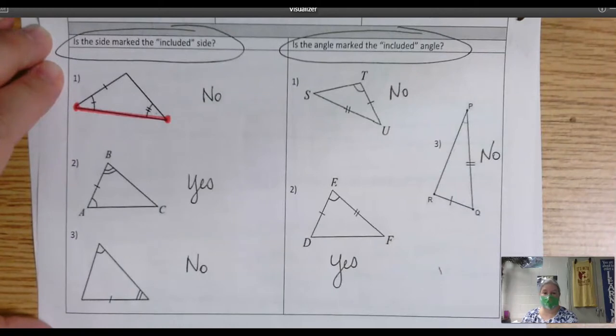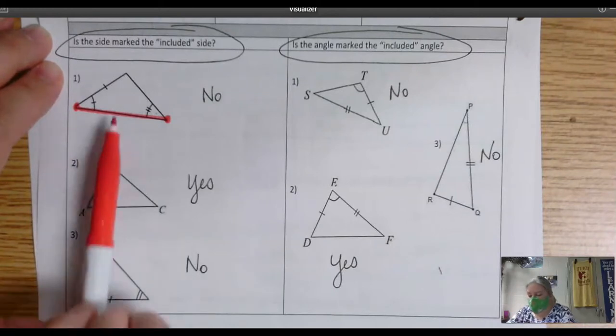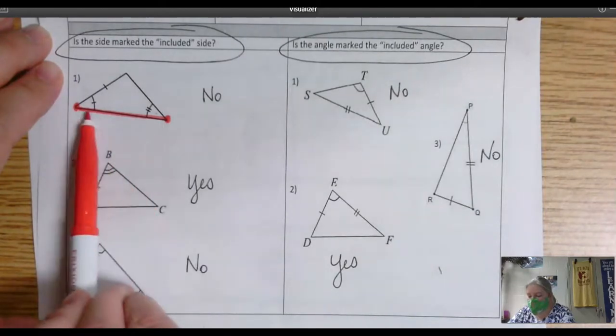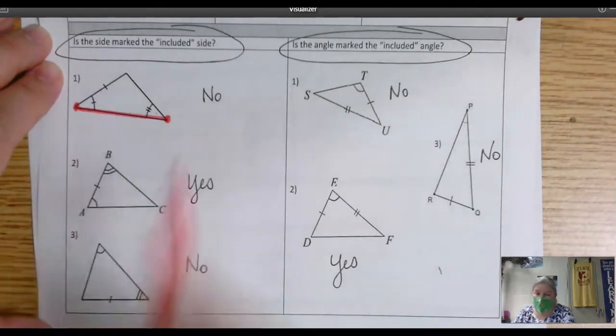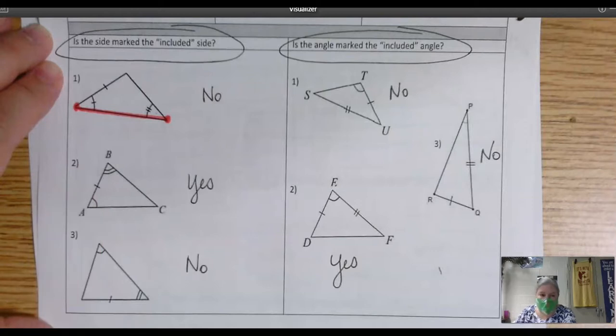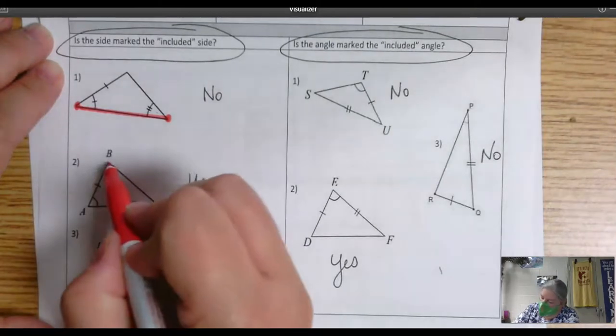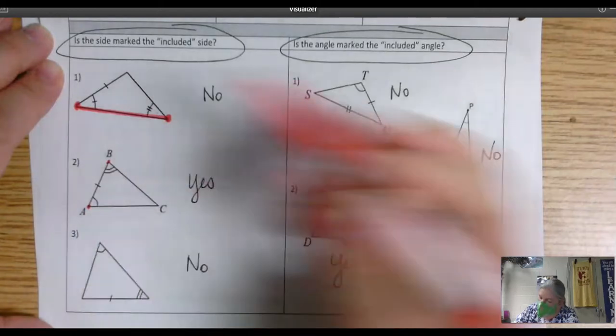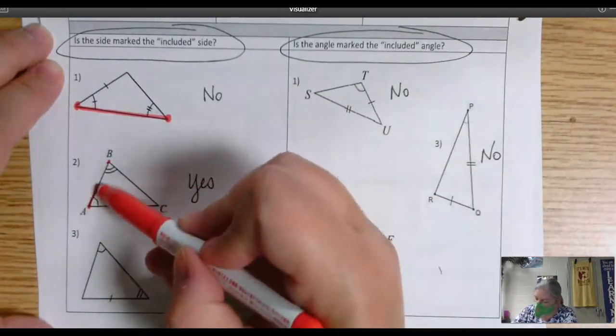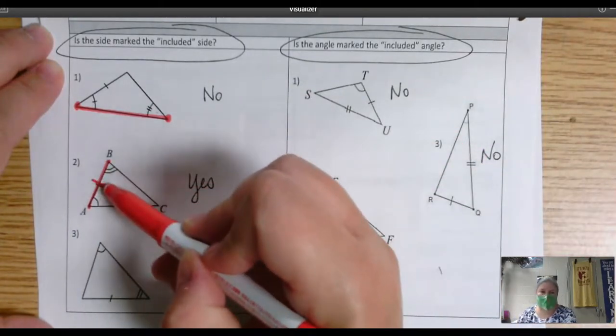Okay, so here are your answers. Go ahead and check. And then just like I did in number one, the red one here is the included. The one that was marked was not included. So I'm going to go ahead and show you where the included one is each time. So here's an angle, here's an angle. If I trace my way from A to B, that is the side that's marked, so that's why that was yes.